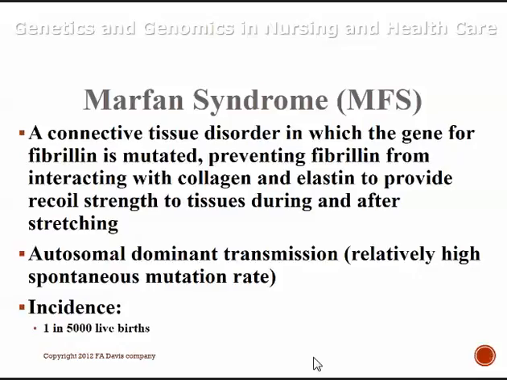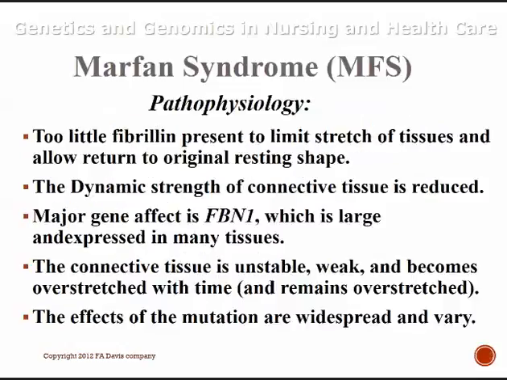This is also an autosomal dominant transmission with a relatively high spontaneous mutation rate. The incidence is 1 in 5,000 live births. In Marfan syndrome, there's too little fibrillin present to limit the stretch of tissues and allow muscles and tissues to go back to their original resting shape. So the dynamic strength of your connective tissue is greatly reduced.